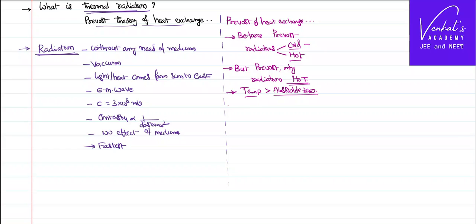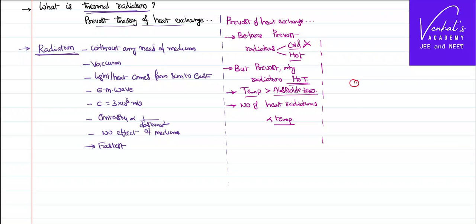Prevost also said that the amount of heat radiations emitted by a body is directly proportional to temperature of the body. More the temperature, more the amount of heat radiations emitted by a body, and vice versa. But there is no cold radiation as per Prevost. There is only hot radiation, and this theory is successful in explaining all our properties. Let me take an example and explain what I mean by that.